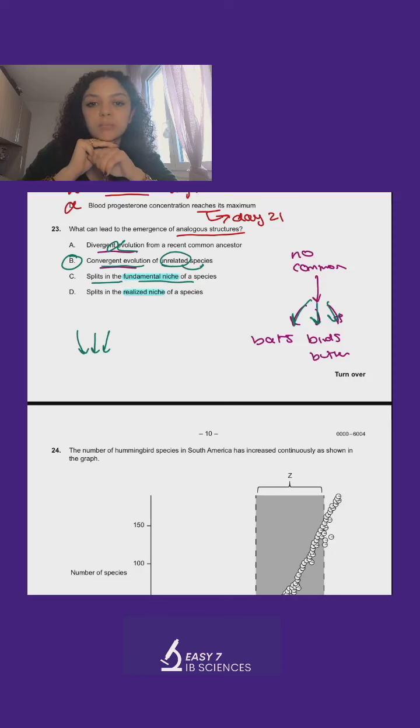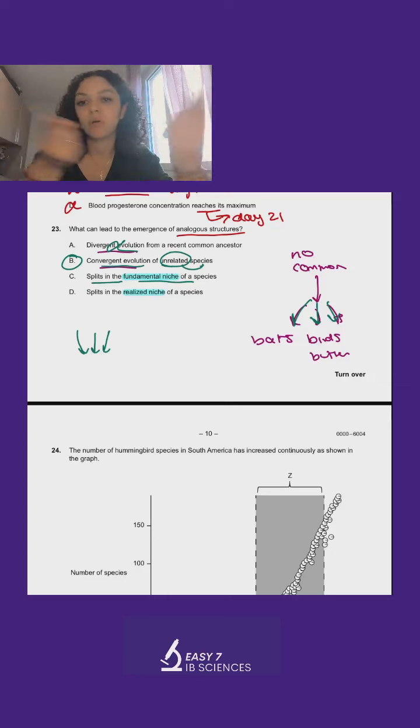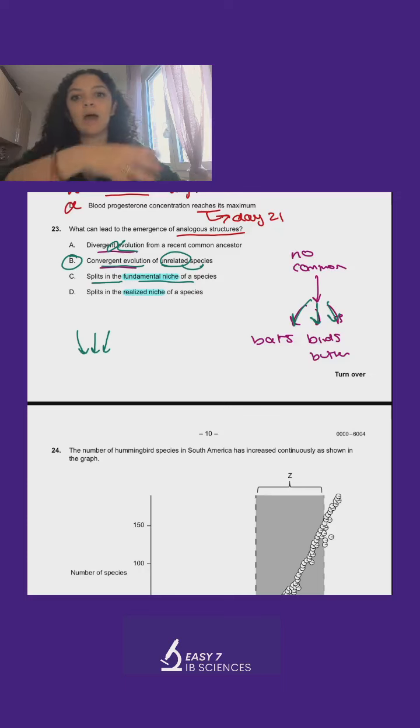So why is this important? Because it helps scientists know the competition in the environment. It helps scientists know how species have evolved.